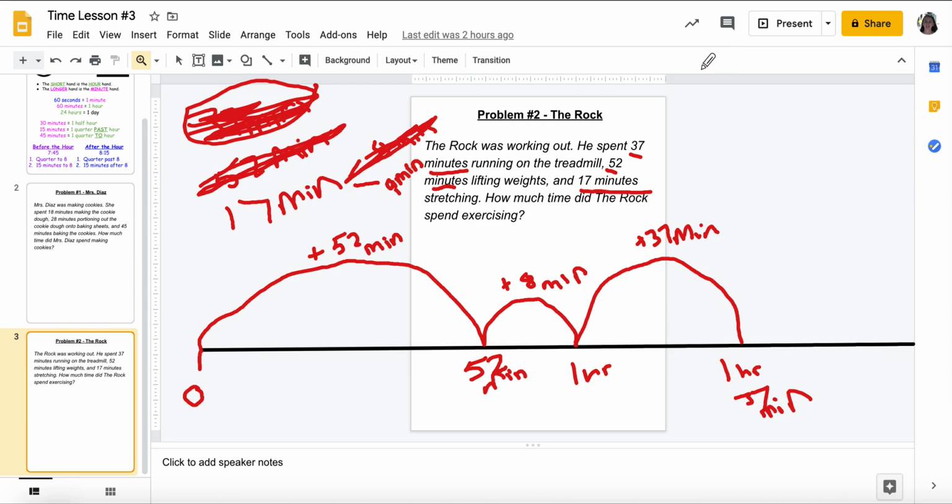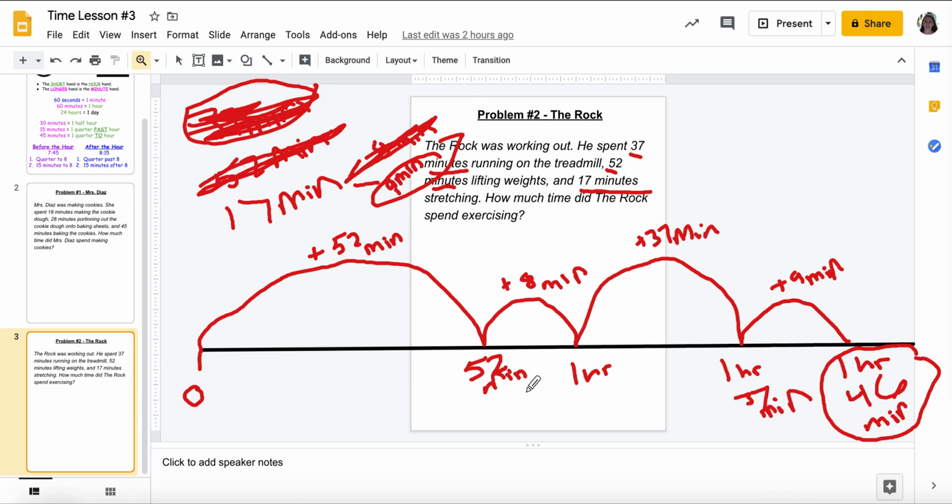Now what else do I have to add? I have one more thing. How many more minutes do I have left to add? I have my 9 minutes still. So let's add those 9 minutes. Ooh, a little bit of a baby jump. 9 minutes. If I add 9 minutes to 1 hour and 37 minutes, how much time has passed now? It's still 1 hour, but 1 hour and how many minutes? It is 1 hour and 46 minutes. Right?